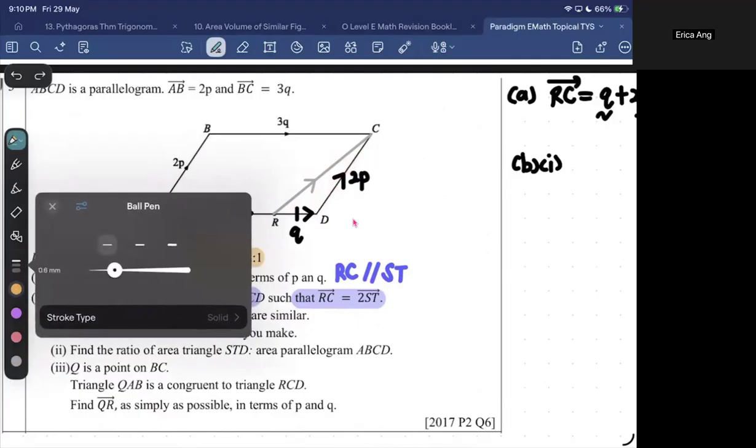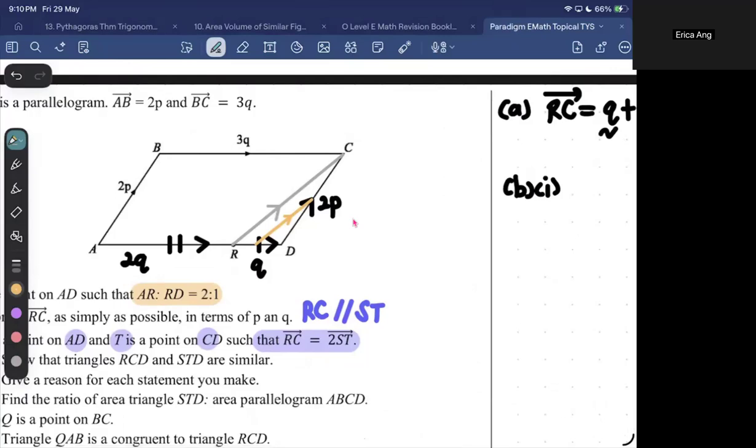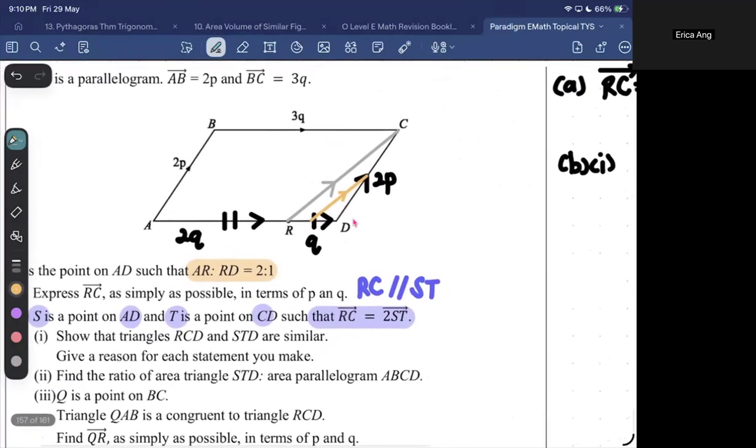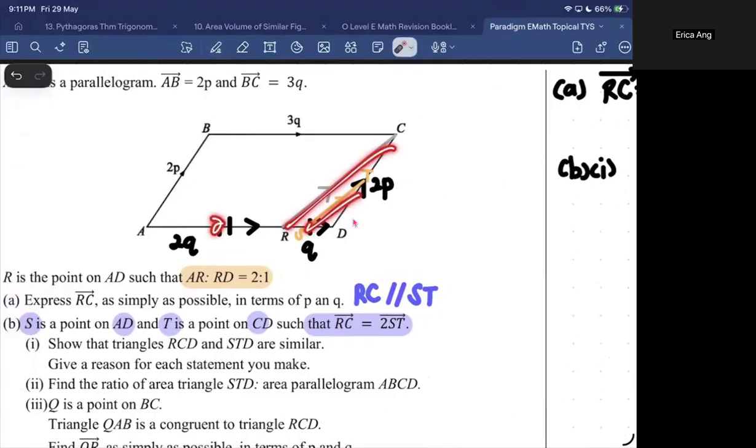So what I have to do is draw another line inside. I'm just going to draw randomly like that, but I know that these lines are parallel. So these two are parallel because RC is parallel to ST. I'm going to label S is on AD, so S is here, and then T is over here. So you can see my parallel lines. S cannot be here, because then my T would be here. How to be parallel like that? So the important thing now is you should be able to see similar triangles.